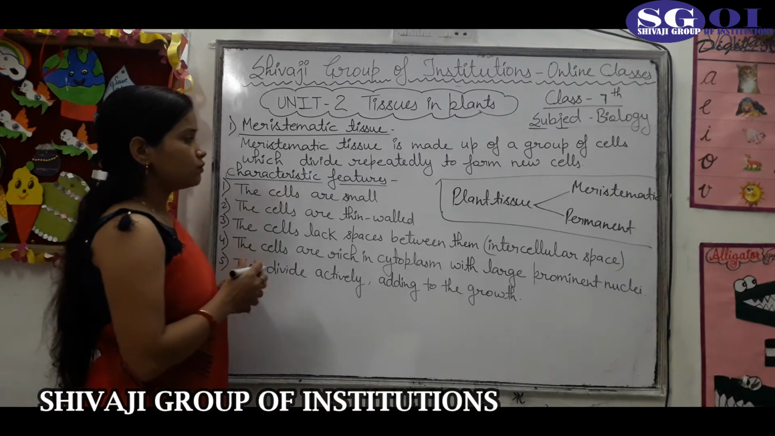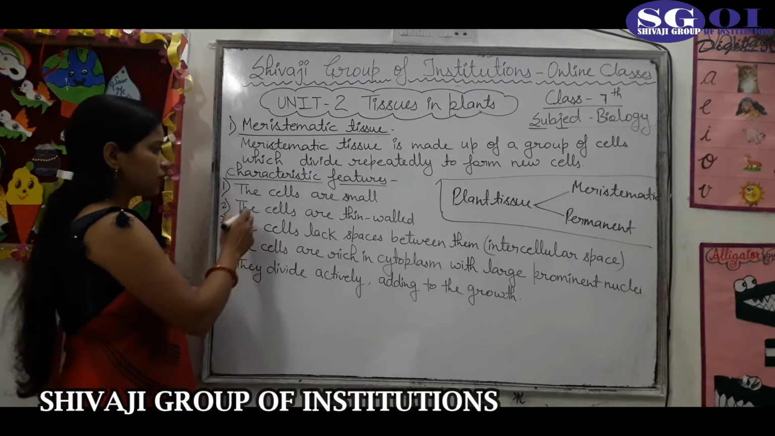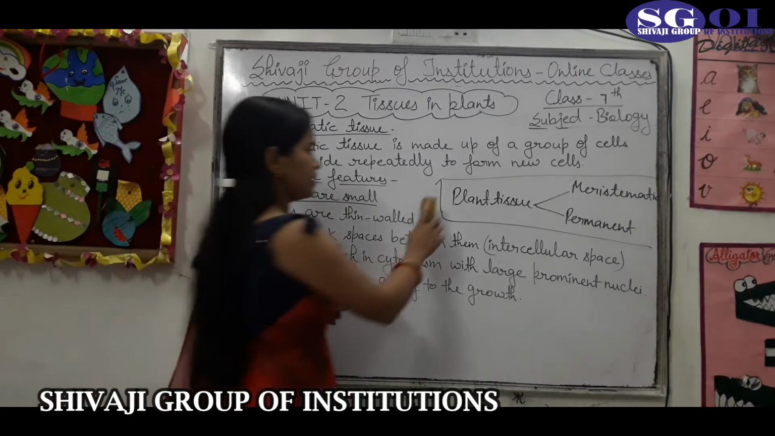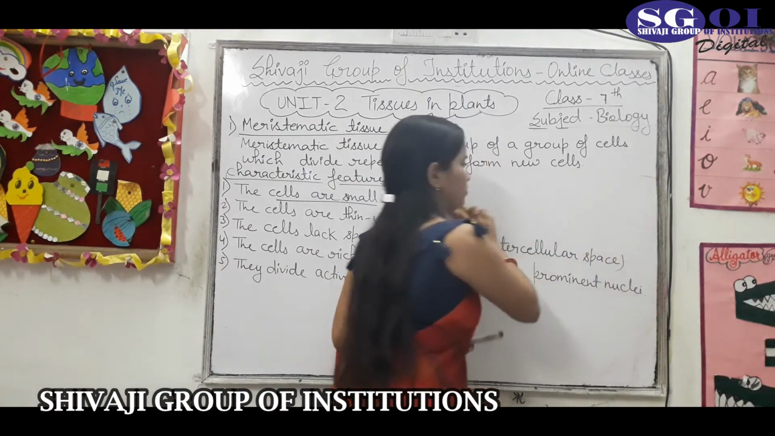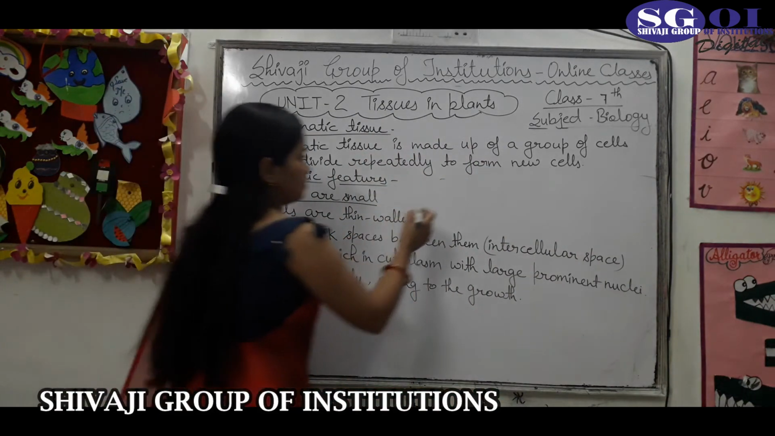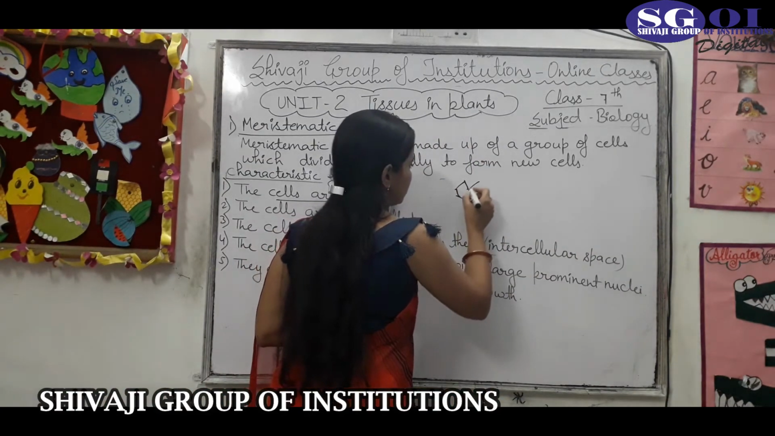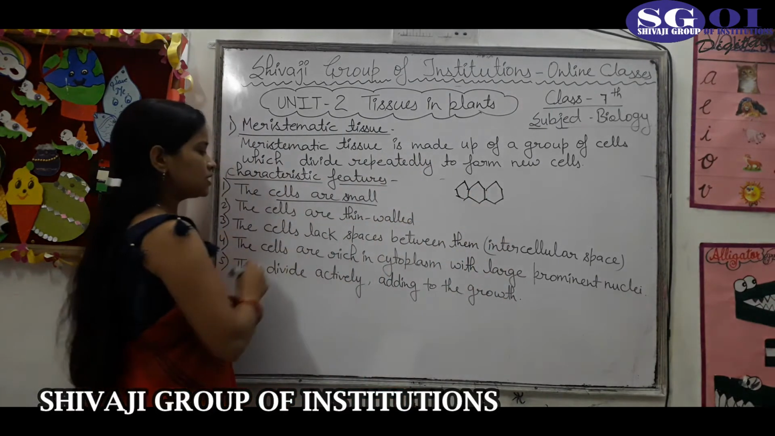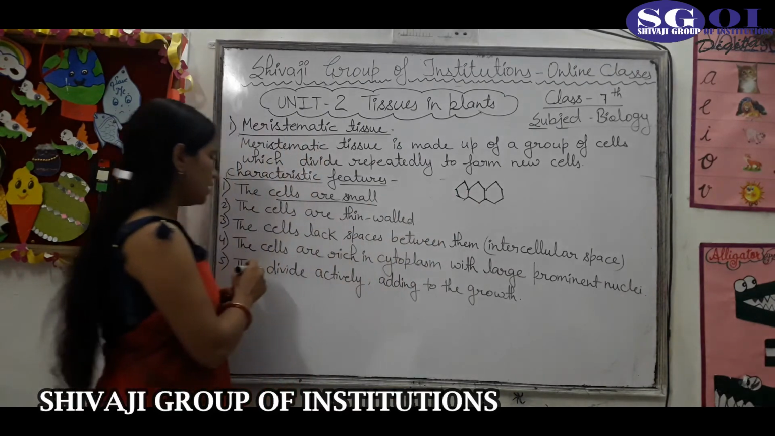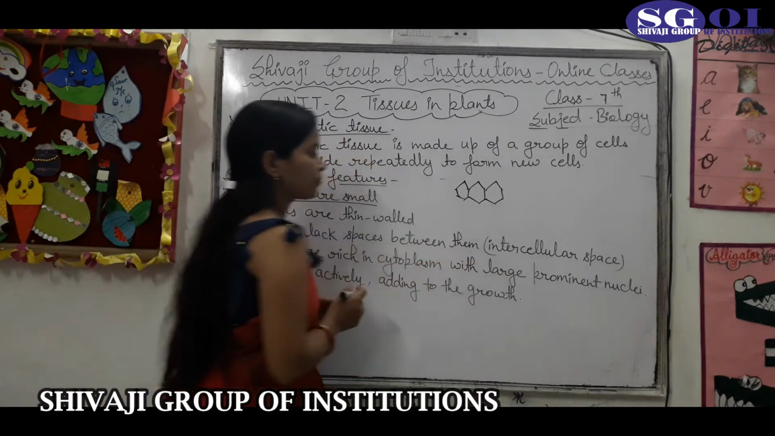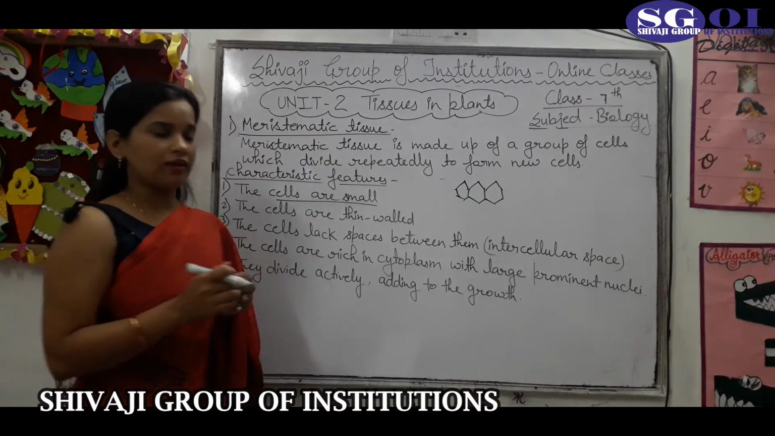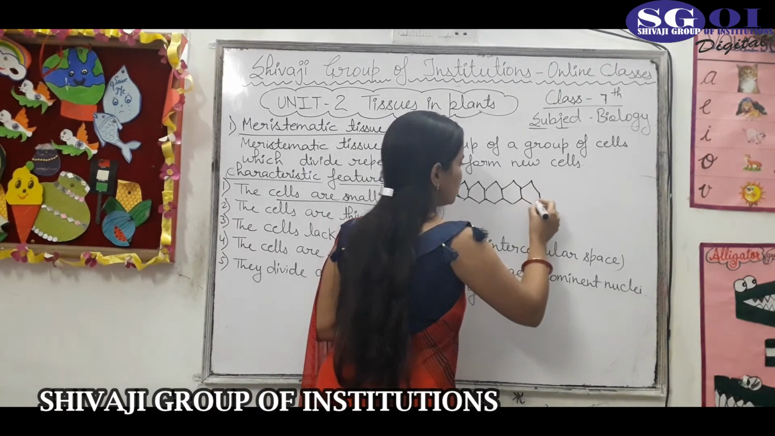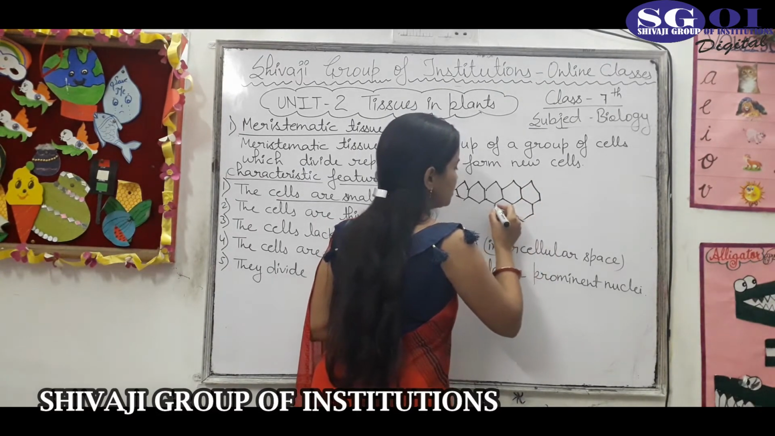And what are the characteristic features of a meristematic tissue? Actually, the cells are small. The cells of meristematic tissues are small in size, like this. And the cells are thin-walled. Cells lack space between them, meaning they are closely packed. As you can see here, the cells are closely packed, so there is no intercellular space present.